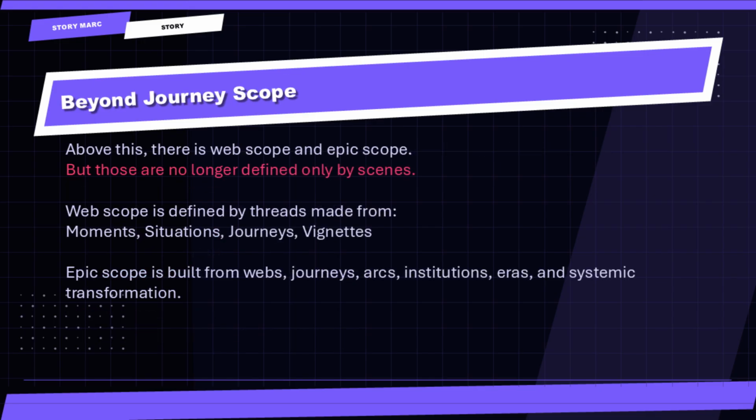Now, there is something above this with web scope and epic scope, but those are no longer defined by scenes. Web scope is defined by the threads made from moments, situations, journeys, and vignettes, while epic scope units are webs, journeys, arcs, institutions, eras, and systematic transformation.